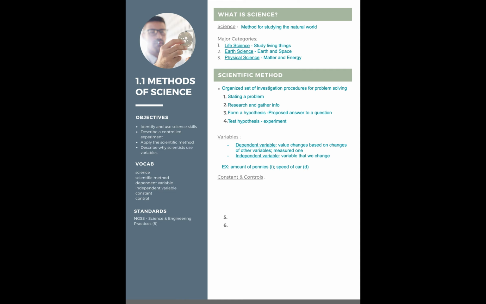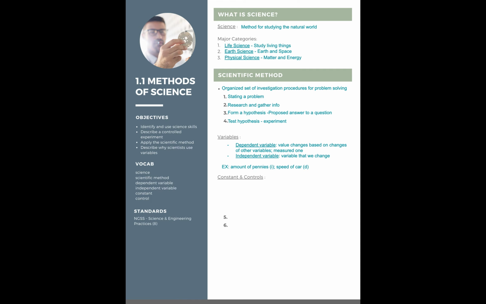The second is the independent variable. This is the variable that we actually change. Okay, so a lot of times it's going to be time, but it can be like the weight of an object. We change the weight of the object and then we observe what happens whenever the weight is different.